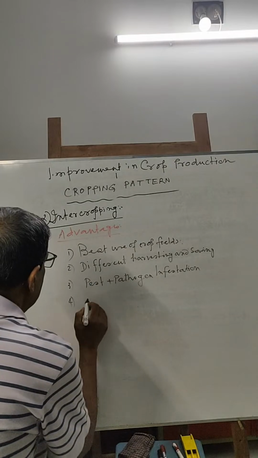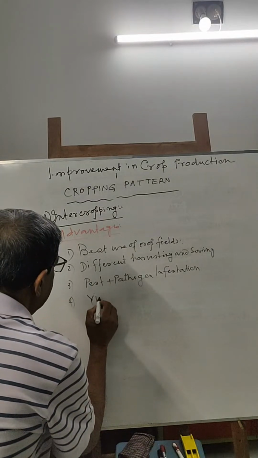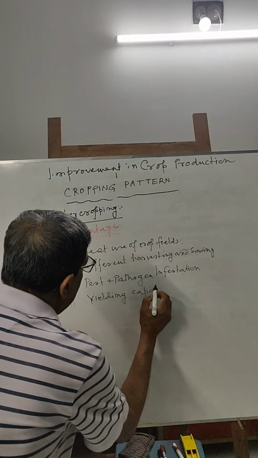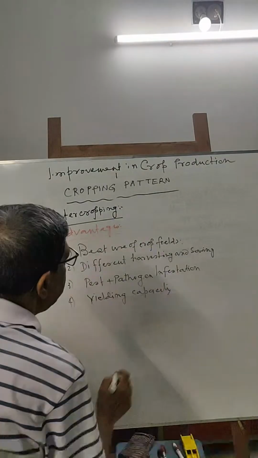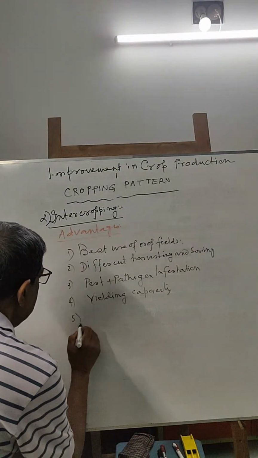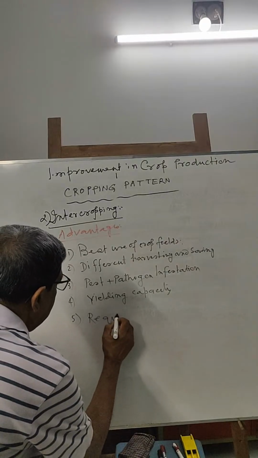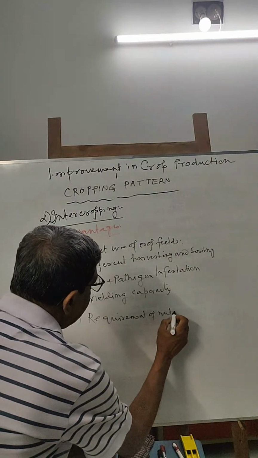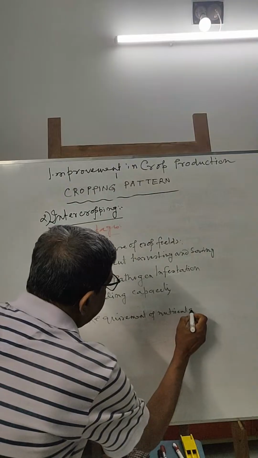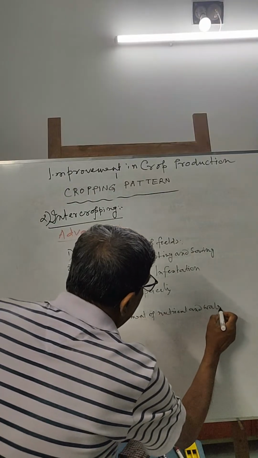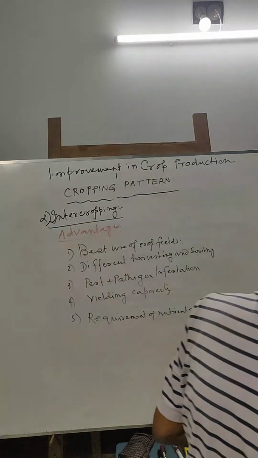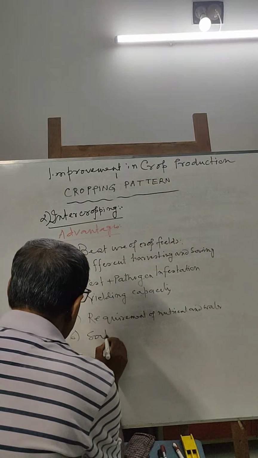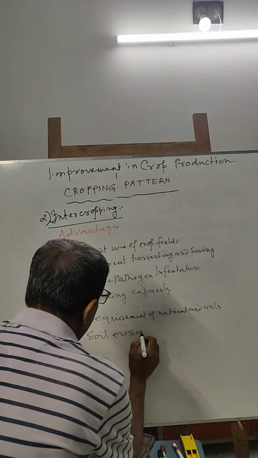Next, yielding capacity. Next, requirement of nutrient and water. Number 6, soil erosion.